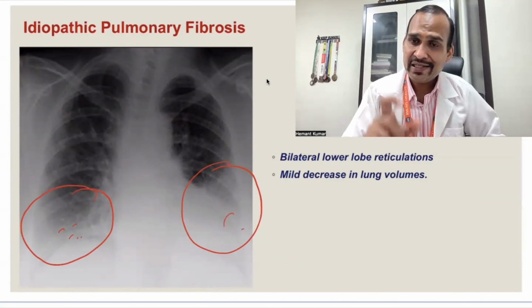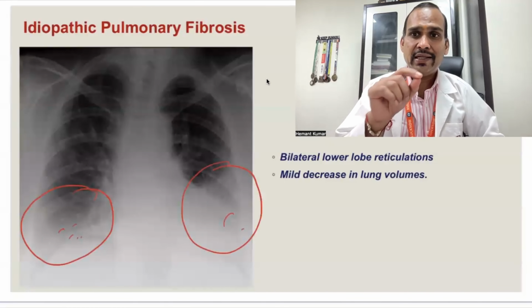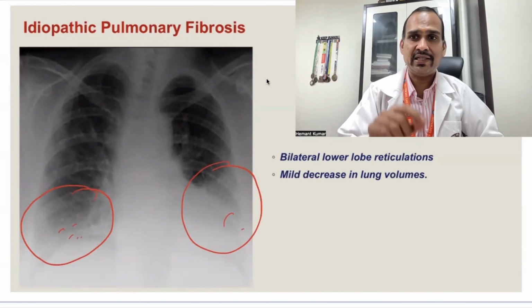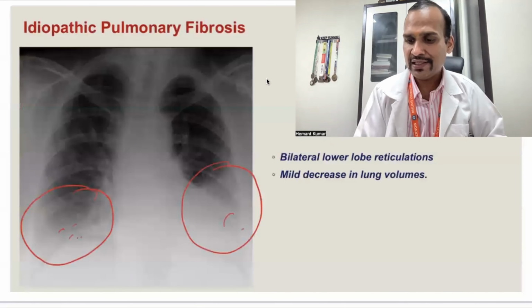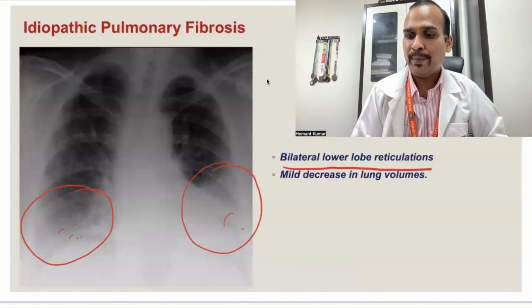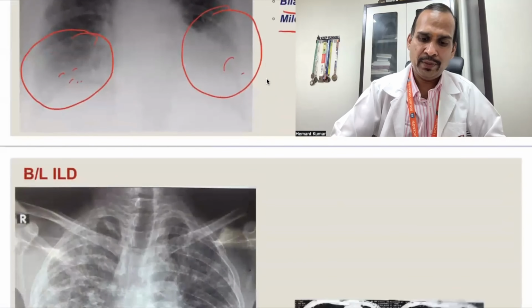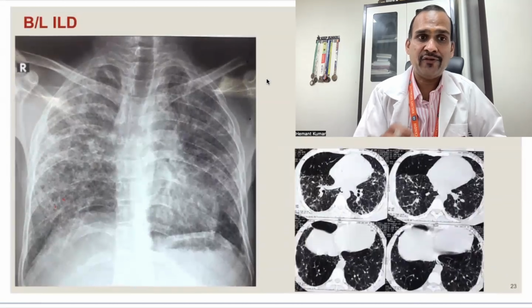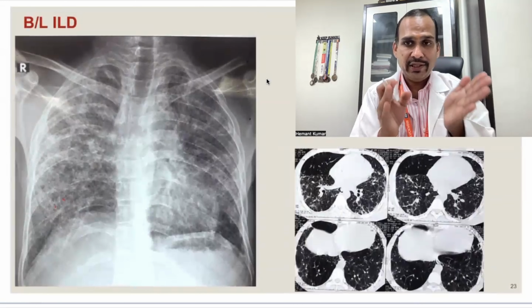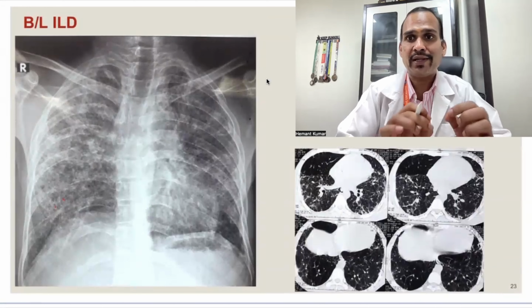But chest X-ray is never diagnostic for ILD. You have to get a high quality HRCT done to diagnose a case of interstitial lung disease. In this X-ray, you can appreciate bilateral lower lobe reticulations and mild decrease in lung volume. So this is idiopathic pulmonary fibrosis. This is a classical example of ILD.